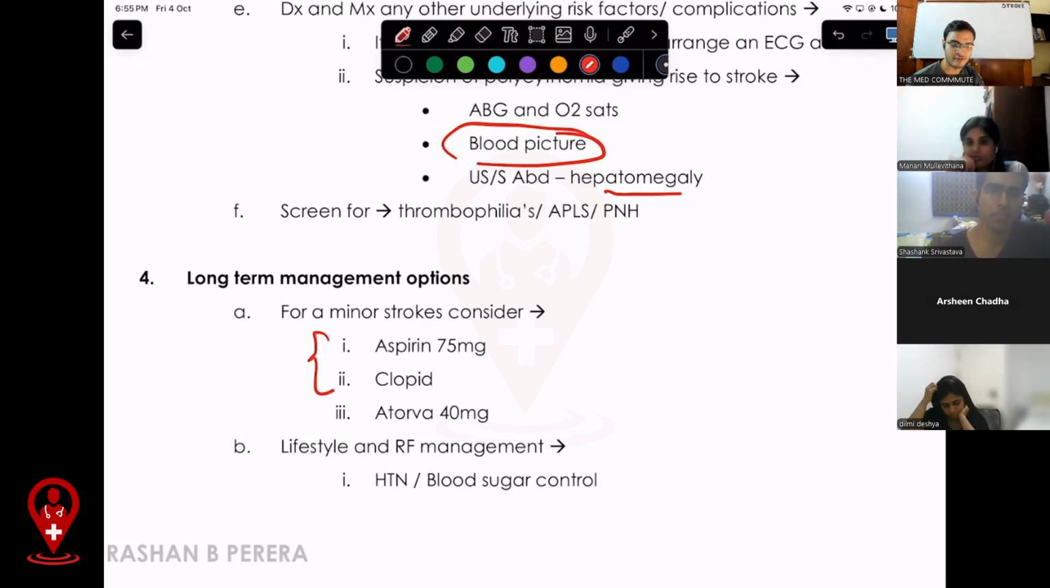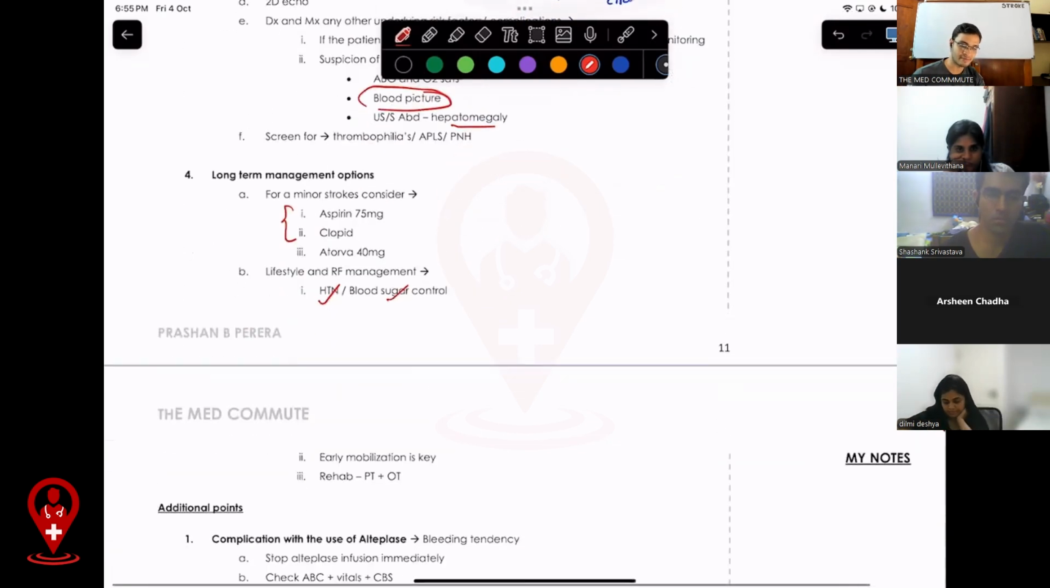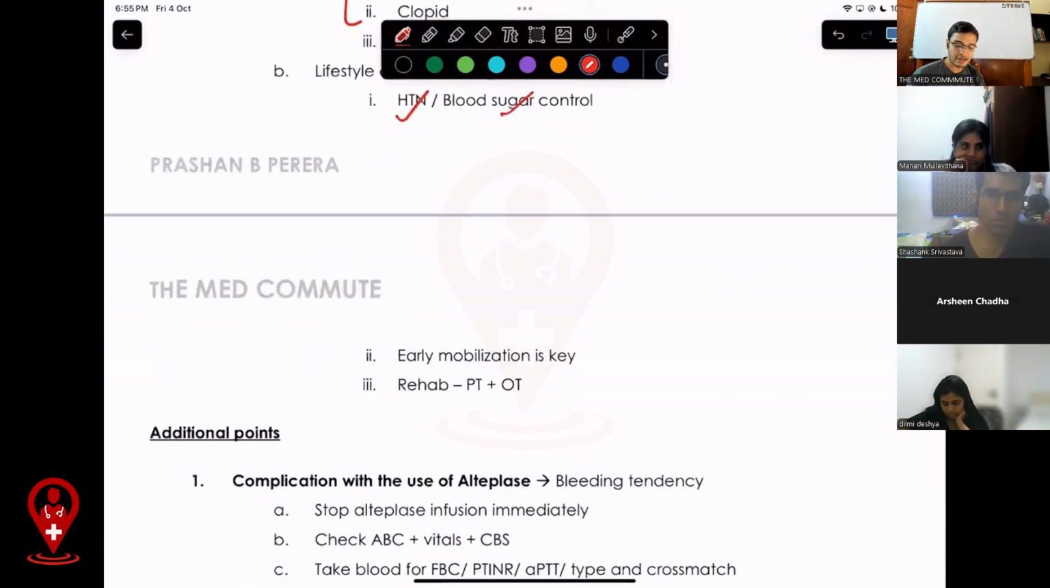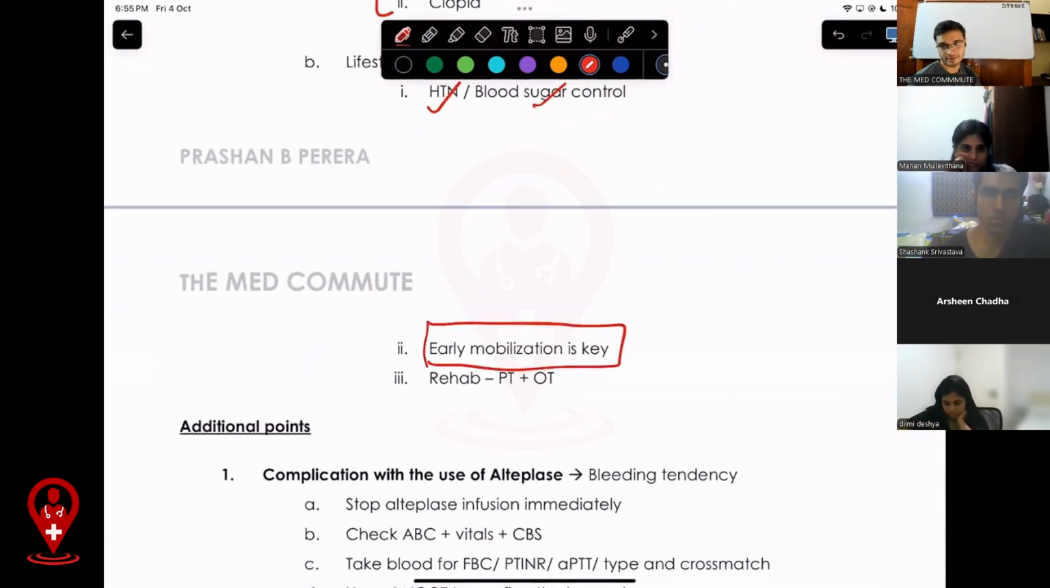And atorvastatin, yes, for dyslipidemia control. Lifestyle and risk factor management, what we mentioned: hypertension, blood sugar control, all of the same stuff. Here, guys, this is important. Early mobilization is key in strokes, because you must put the patient immediately on physiotherapy and occupational therapy. Otherwise their quality of life will drastically decline, because they can form tightening of these tendons.